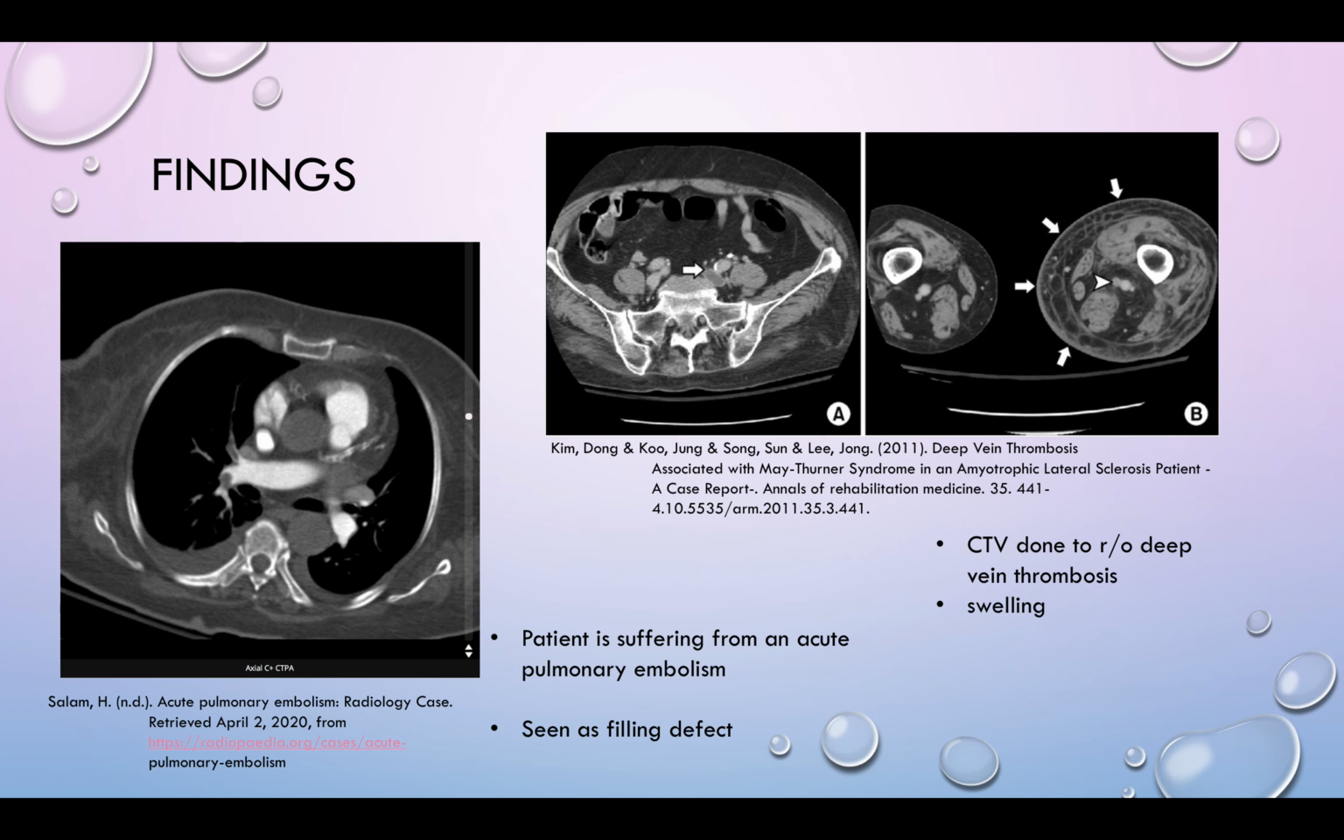So, findings. It can be clearly seen that the patient is suffering from an acute pulmonary embolism, which is seen as a filling defect in the CT image. A CT venous scan of the lower extremities would commonly be performed after the CTA pulmonary embolism scan to rule out deep vein thrombosis. Here we see that in the middle image, the patient is also presenting deep vein thrombosis in the left common iliac vein and has swelling and a blood clot in the popliteal vein as well. In the right image, the arrowhead is pointing to the popliteal clot and the arrows are pointing to the swelling in the patient's leg, no doubt the source of his pain.